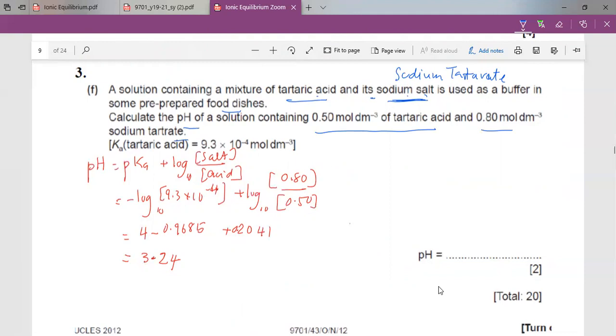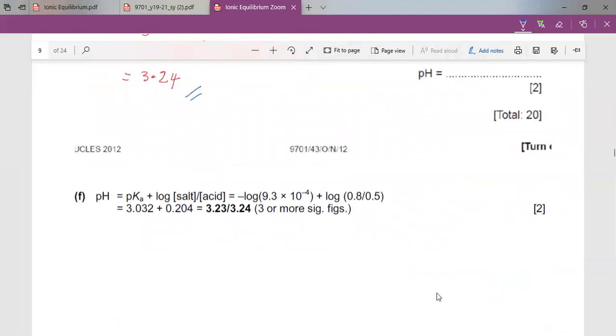Now your Ka is given, so use the formula again, very simple. It's formulas, formulas, formulas. Make sure you convert to minus. Your pKa here, plus log of 0.8, your salt, over the acid. So the answer is 3.24. Very simple, I tell you. The thing is, make sure you know how to use your maths, that's all. All right, this is page 9.